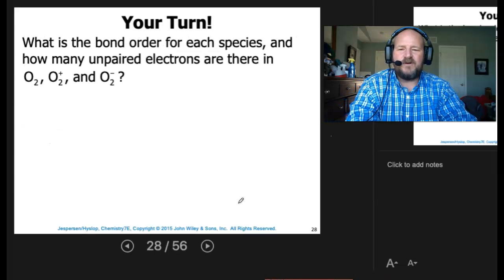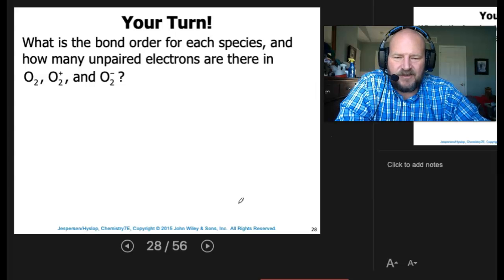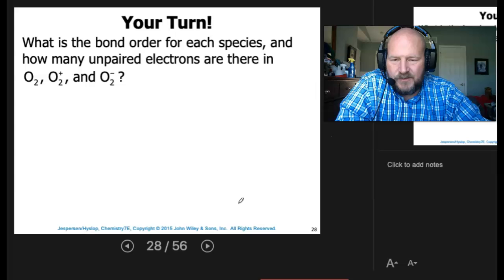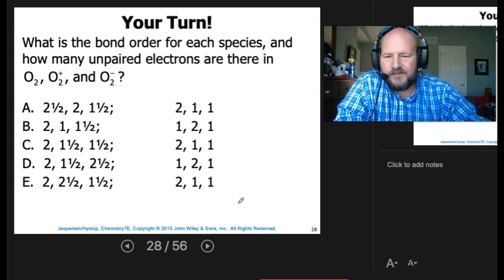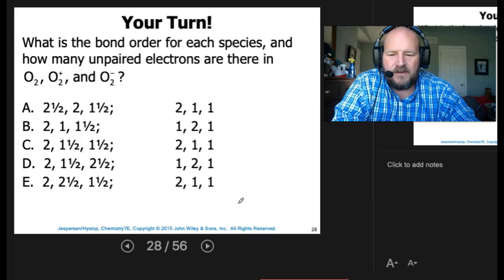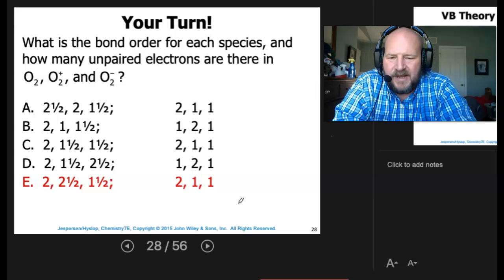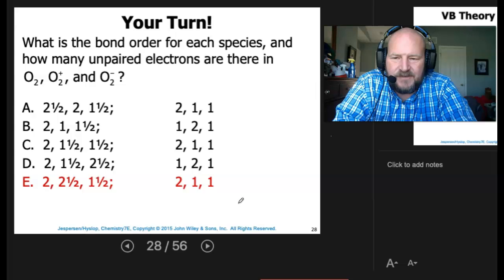What is the bond order for each species, and how many unpaired electrons are there in O2, O2 plus, and O2 minus? Again, you might have to push pause, draw these out, and see how it goes. And hopefully you come up with E: 2, 2.5, 1.5, 2, 1, and 1.